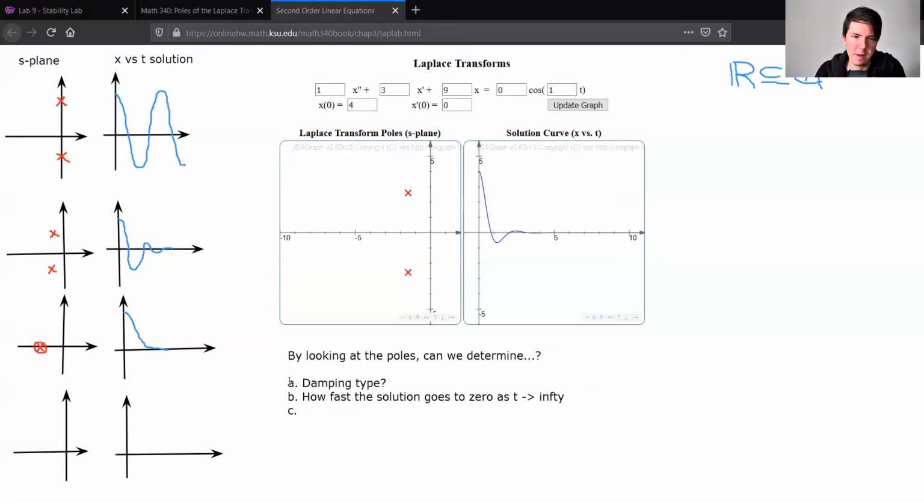It had some nice indenting with the ABC and then it got rid of it. That's too bad. But how fast the solution goes to 0 as t tends towards infinity.